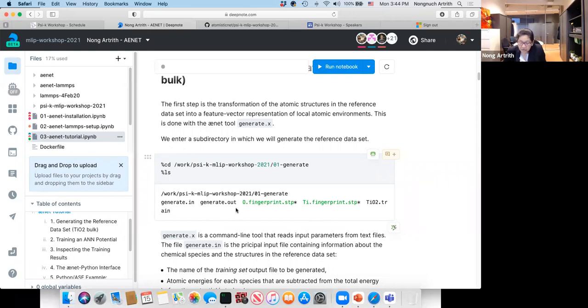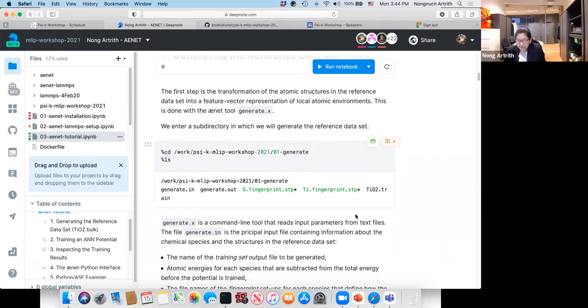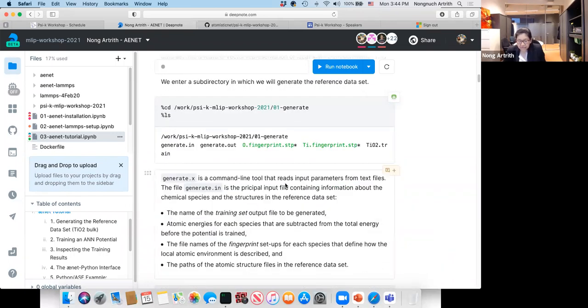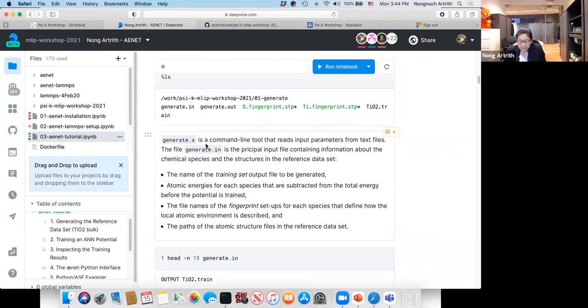It is called generate.out, and also the binary file is the titanium TiO2.train. You cannot open this one because we made it compressed, but we also have the script or front-end code to convert this to ASCII or text, though not in this case. Please don't open TiO2.train. But the other files you can open as text. So this is the explanation. If you have time, you can also read it yourself.